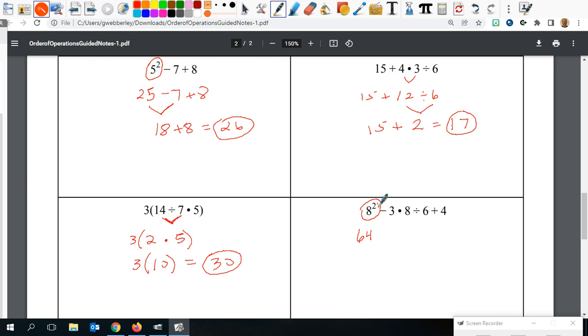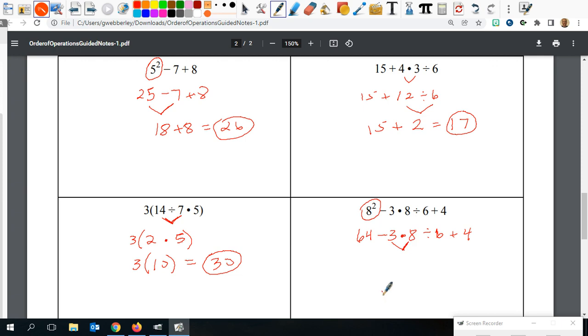Okay? Now we have the minus 3 times 8 divided by 6 plus 4. You do need to be careful as you're copying things down that you don't make a mistake even as you're copying. I've done that before. So now we have to go across. Should I do 64 minus 3 next? No, because there's multiply, there's a divide. We should multiply next, right there.